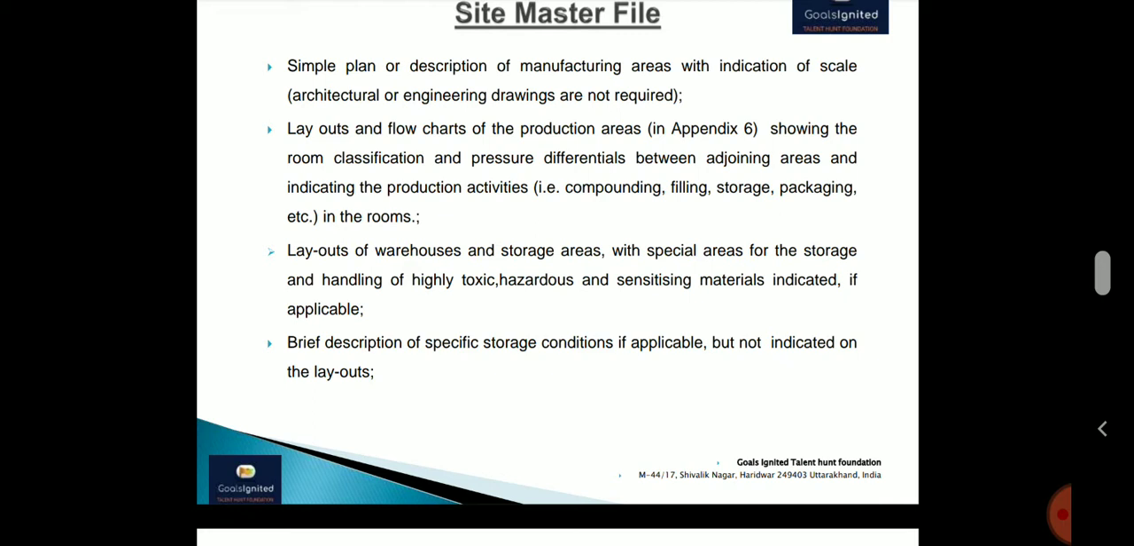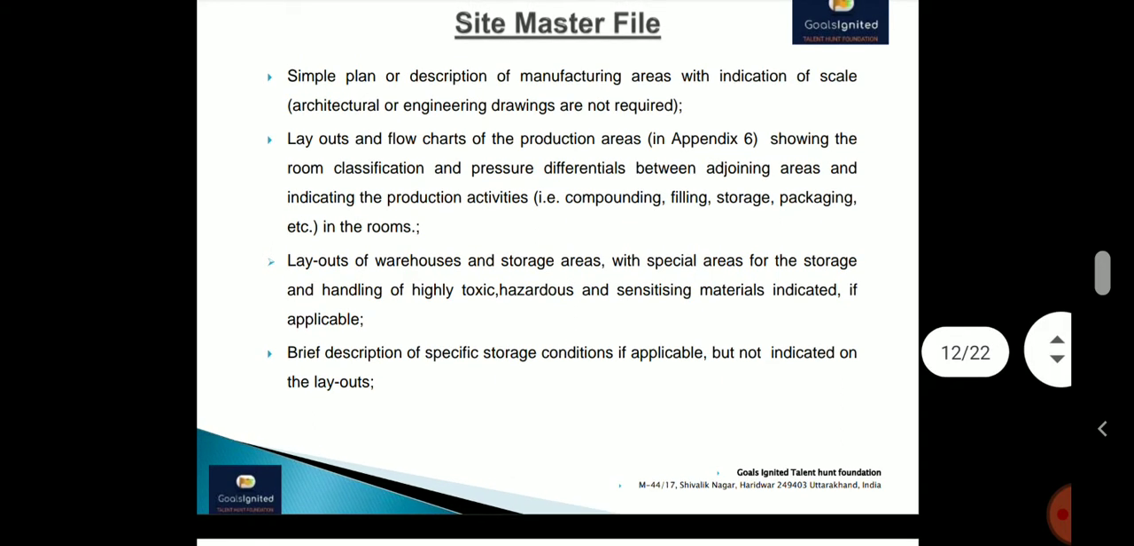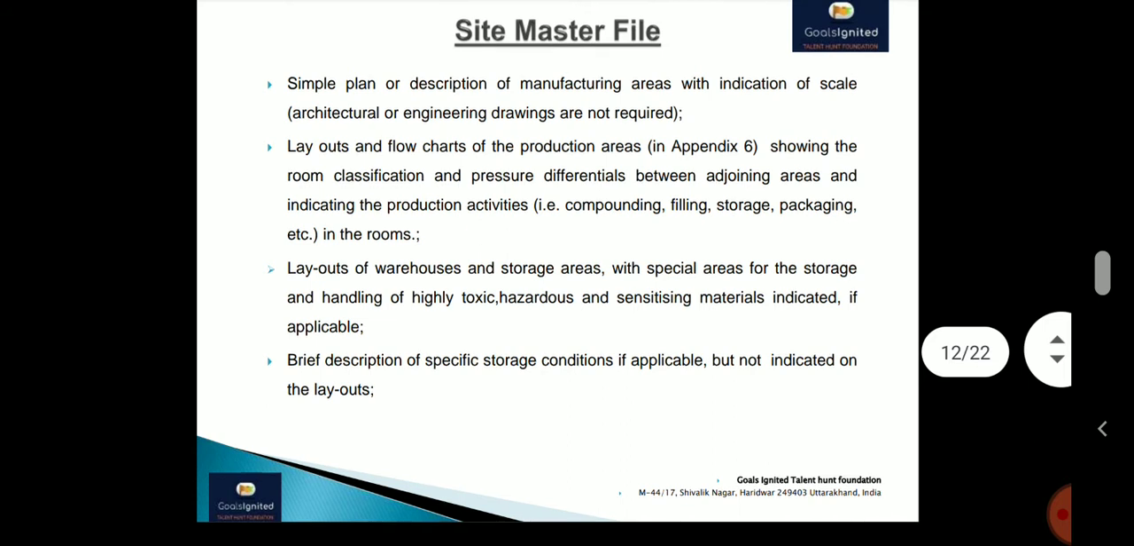But it is not required to be incorporated in the site master file, because it may be called for by the regulatory representative or the auditors at the time of a physical visit of the site. So everything need not be mentioned in the site master file; only the basic information and the key information need to be incorporated.